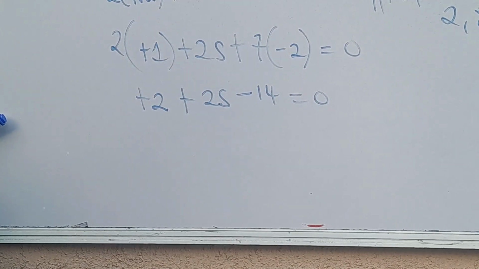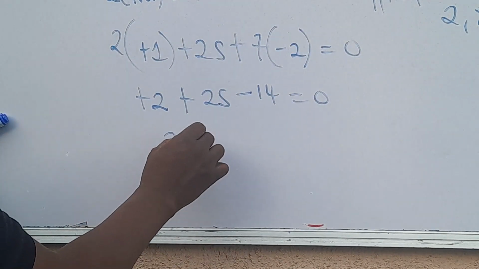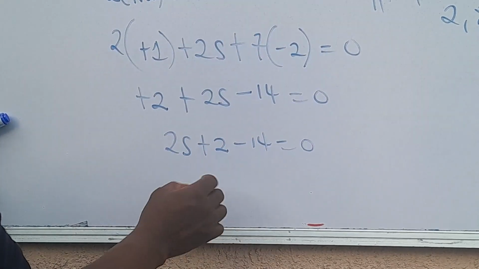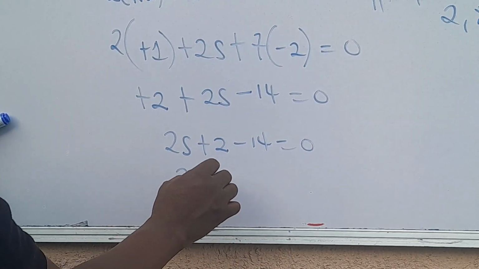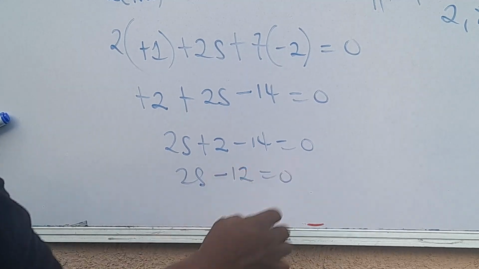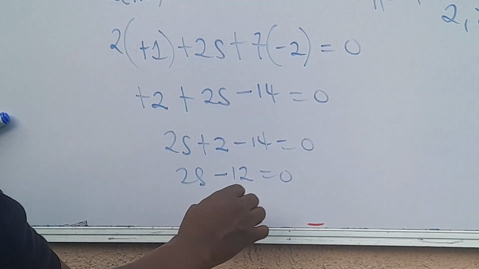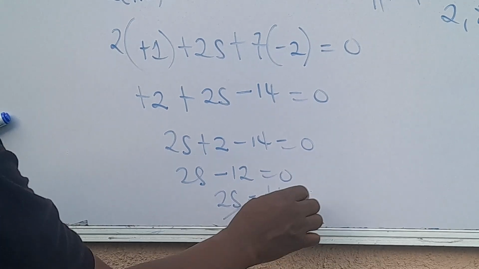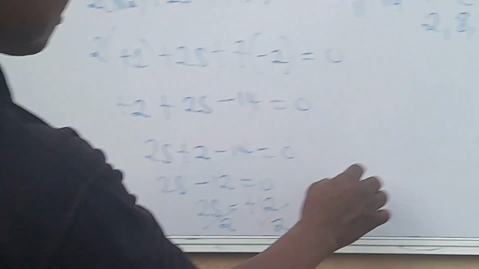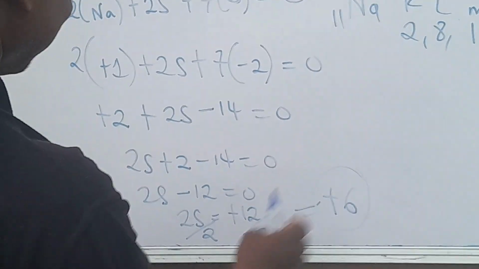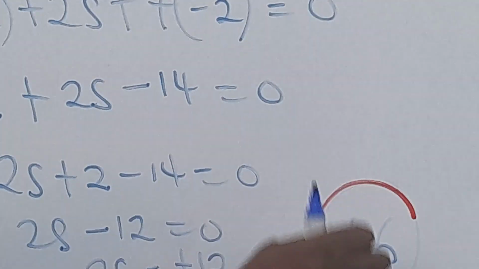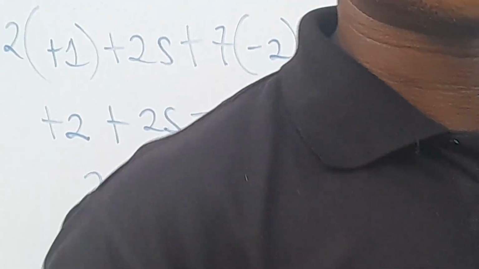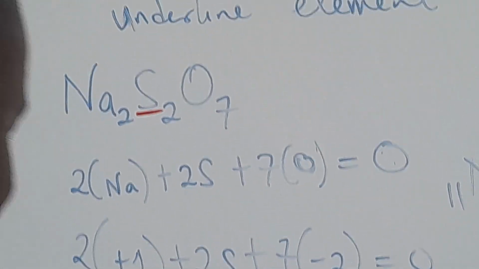Do you get that? Collect the like terms, you have 2S plus 2 minus 14 equals 0. Then what do you have? 2S minus 12 equals 0. So 2S is equal to plus 12. Divide both sides by 2. Your final answer becomes plus 6. Did you get that? Are you following? Plus 6. Okay. In conclusion, let's look at two more examples and we are out of this place.